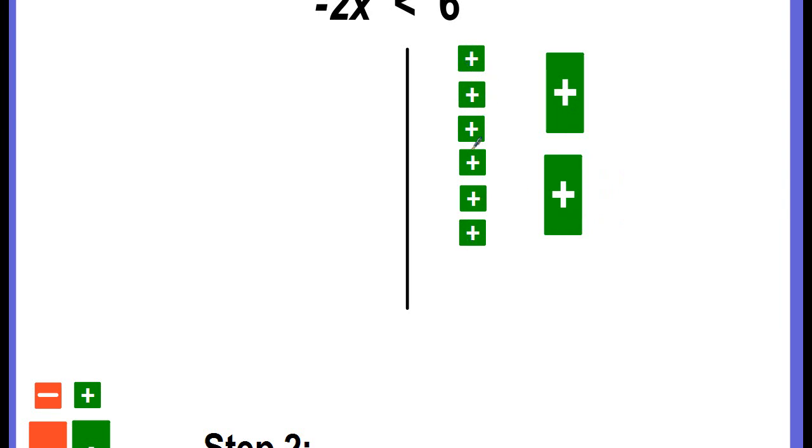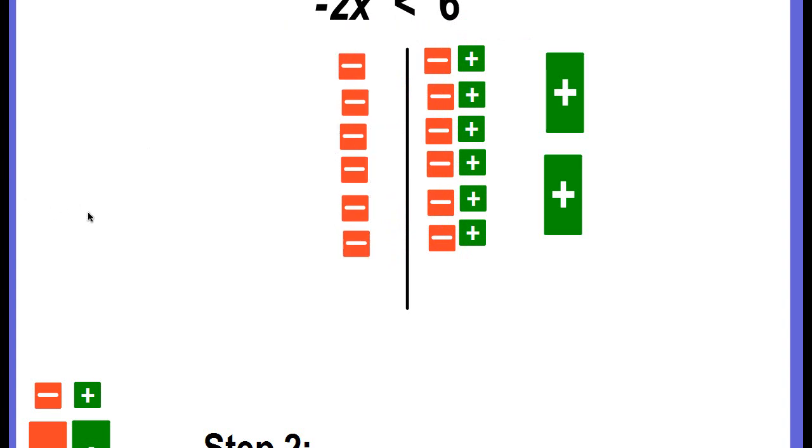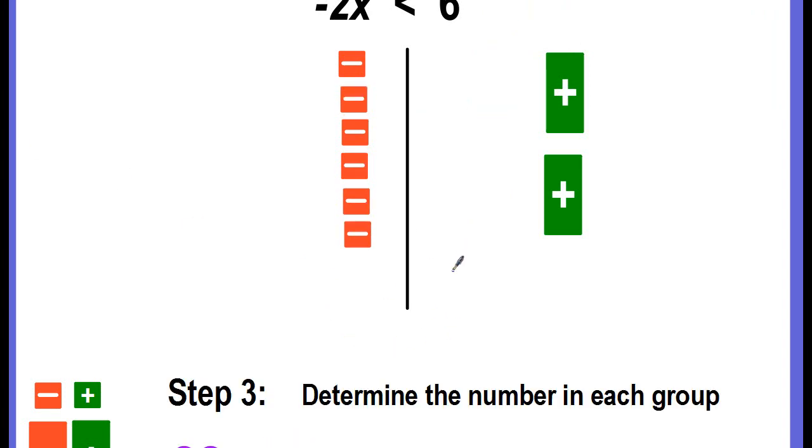So we're going to have to do something with these 6 positives. And again, we don't just erase them, but we know we can make 0 pairs. 0 pairs will cancel out these 6 positives. And if we're going to add 6 negatives over here on the right side, then what do we need to do to the left side? Add 6 negatives. There we go. Then I can go ahead and pull out my 0 pairs. And I'm left with 6 negatives on the left side, two positive x tiles on the right side, just like this.